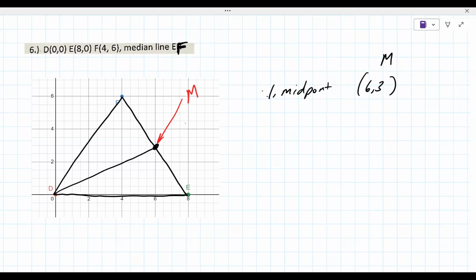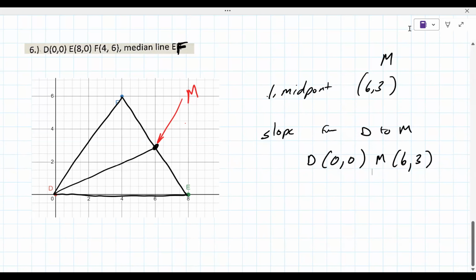Now you need the slope. It's good to write it out. The slope from D to M, and the direction does matter, it's left to right. You can just use the graph to visually do this, or you can use the slope formula. Either one is good. For D to M, what points am I using? 0, 0, and your midpoint, 6, 3. Yes, you got it. 1/2.